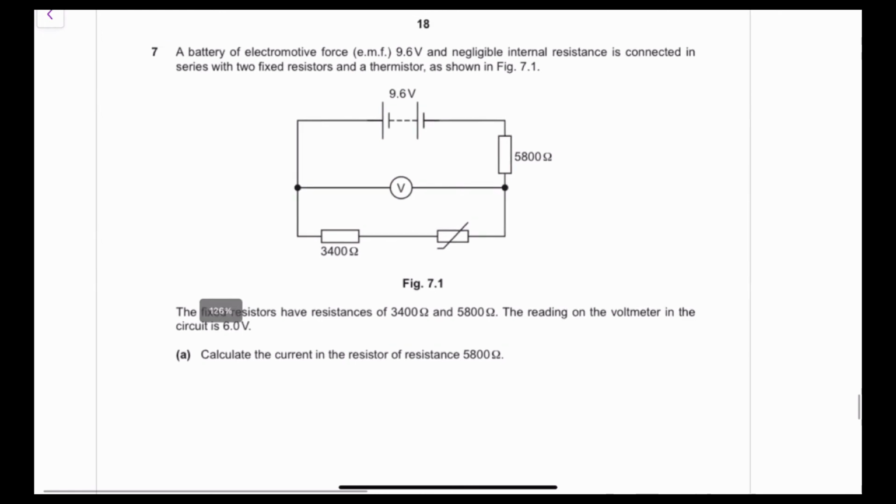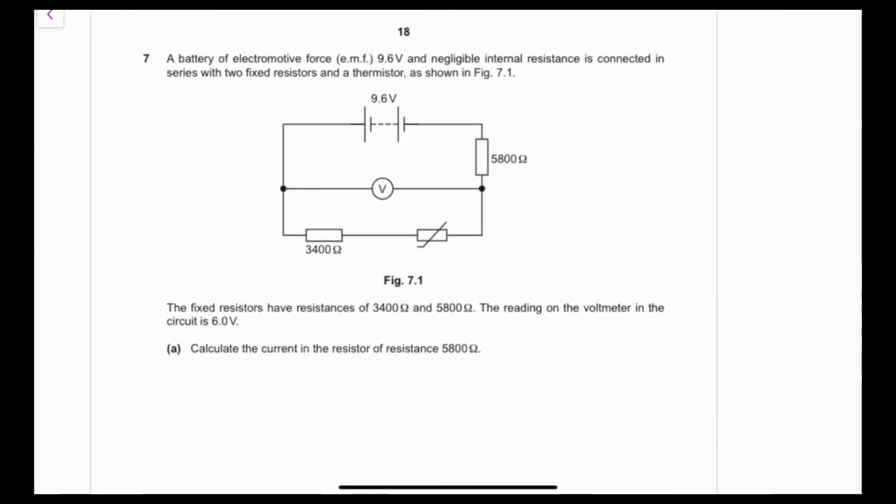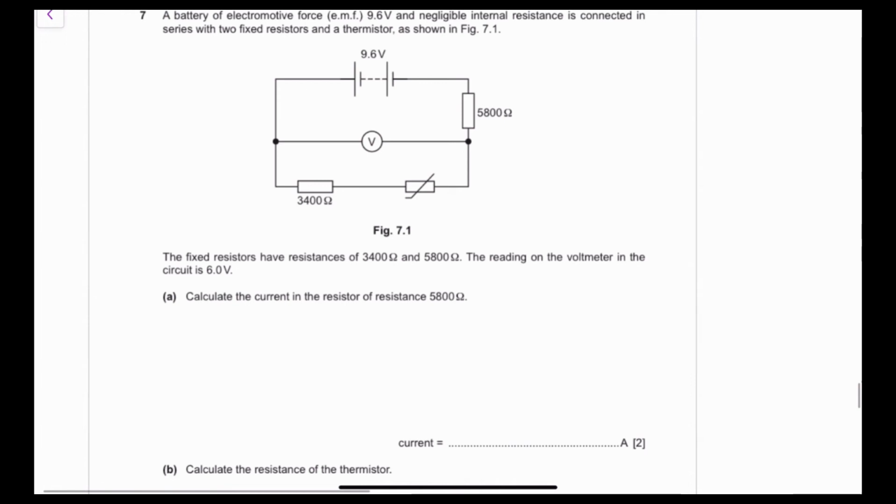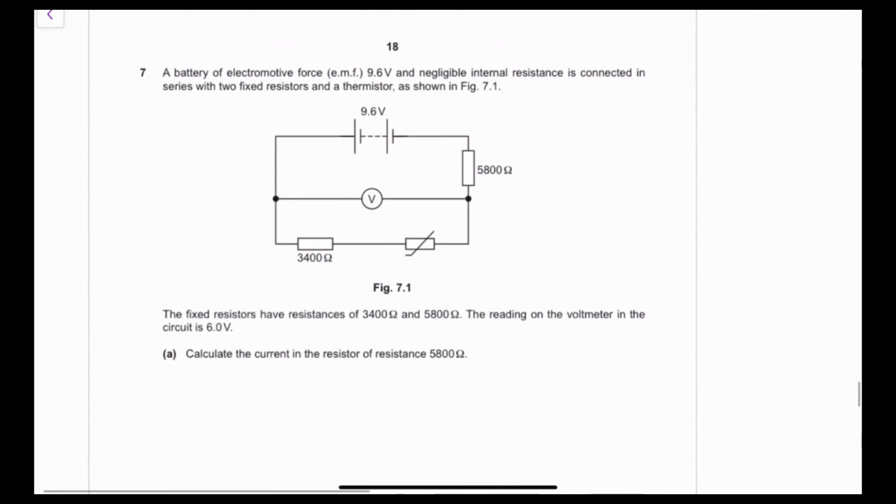Okay, moving on to question number 7. We're almost done. This is our last question for electricity. We've been given the fixed resistors, with that resistor and that resistor, and we've been asked to calculate the current in the resistor of 5,800 ohms. Okay, so how do we find the current, right?